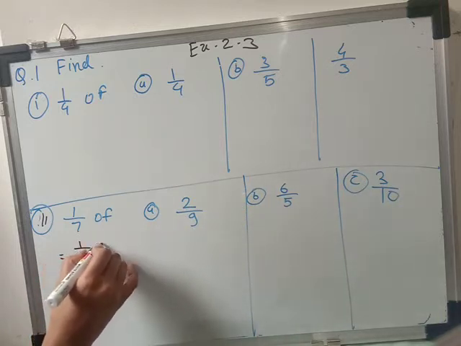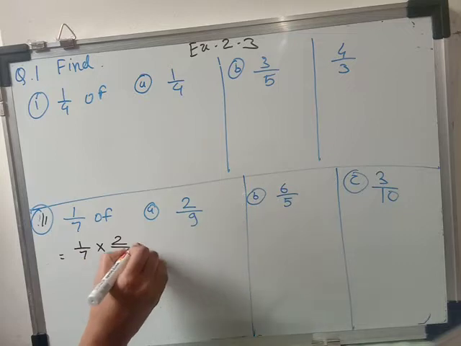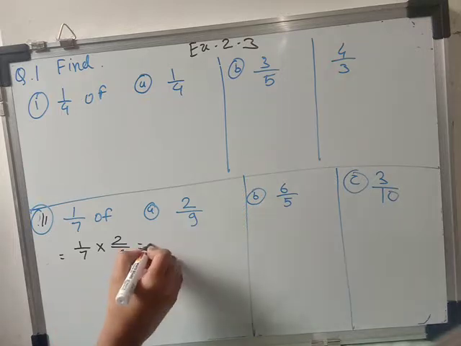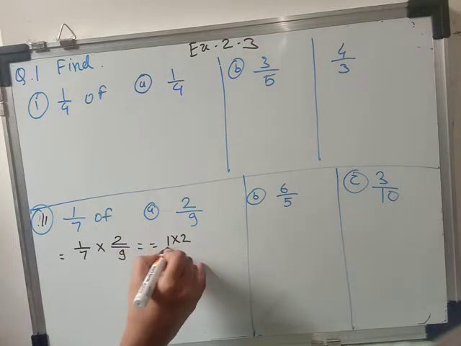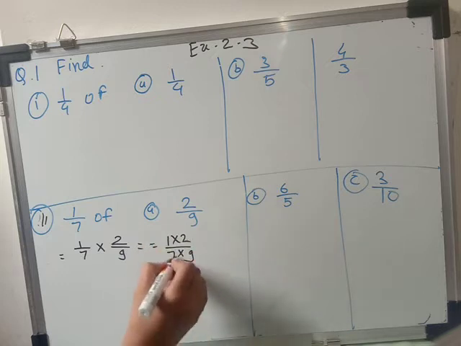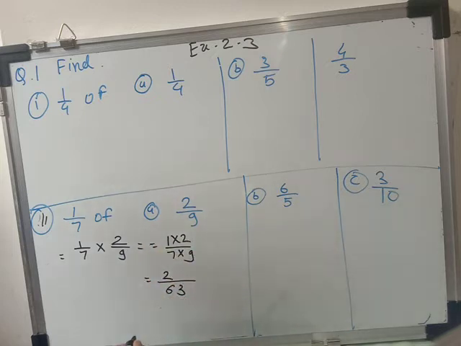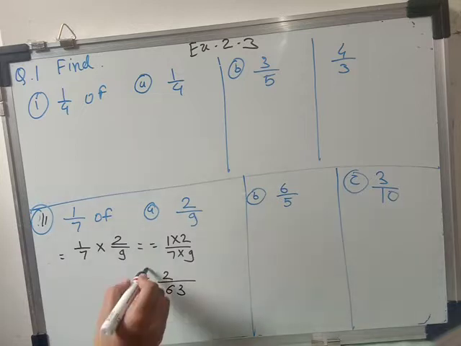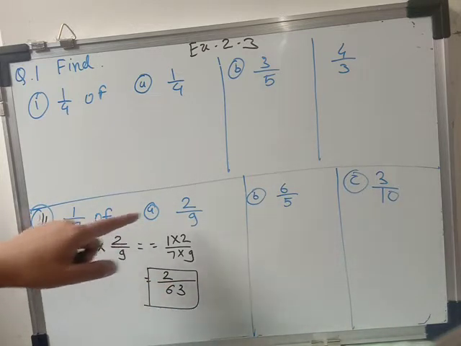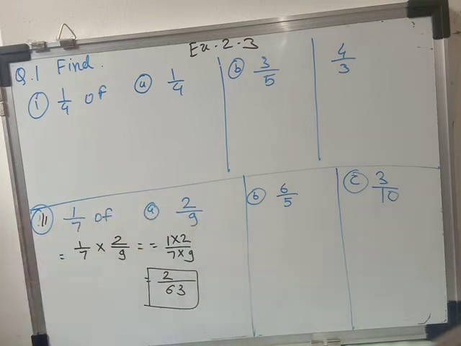1 upon 7 multiplied by 2 upon 9. Okay, now all the numbers are there, all numbers are prime numbers, they are not divisible by any number. So 1 multiplied by 2, 7 multiplied by 9. Okay, 2 ones are 2, 7 nines are 63. Okay, so here we got the answer, that is 2 upon 63. That means 1 upon 7 of 2 upon 9 is 2 upon 63.